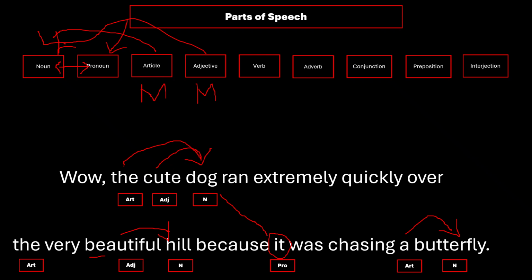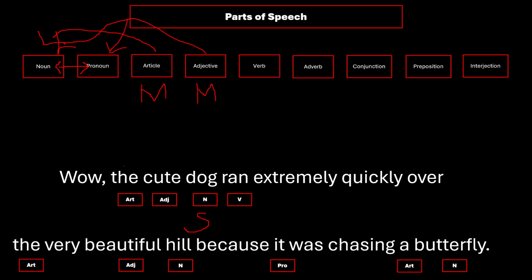Next would be the verb. So a verb is an action word. Specifically, it's the action of the doer or the subject. The dog here is not just a noun, but it acts as the subject in the sentence. What is it doing? That's the verb. And that is, it ran.